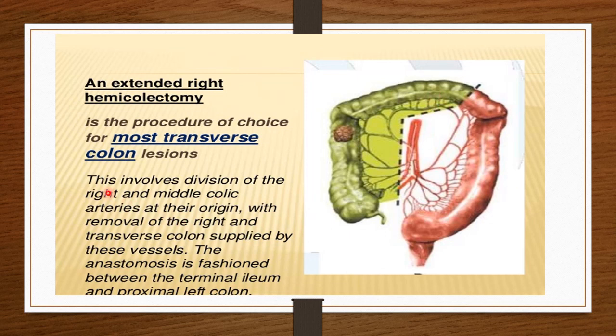Okay, so in short, it involves the division of the right and middle colic arteries at their origin, with the removal of the right and transverse colon supplied by these vessels. The anastomosis is fashioned between the terminal ileum and the proximal left colon here. Okay, again, ileocolic anastomosis.